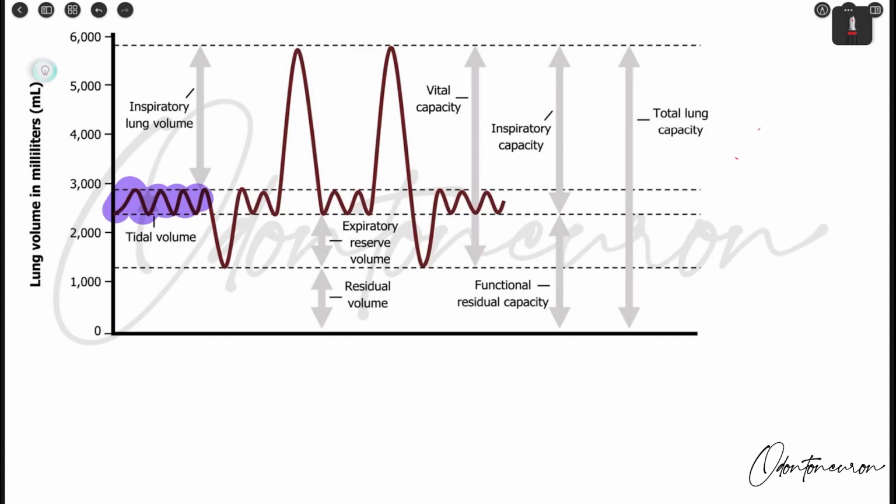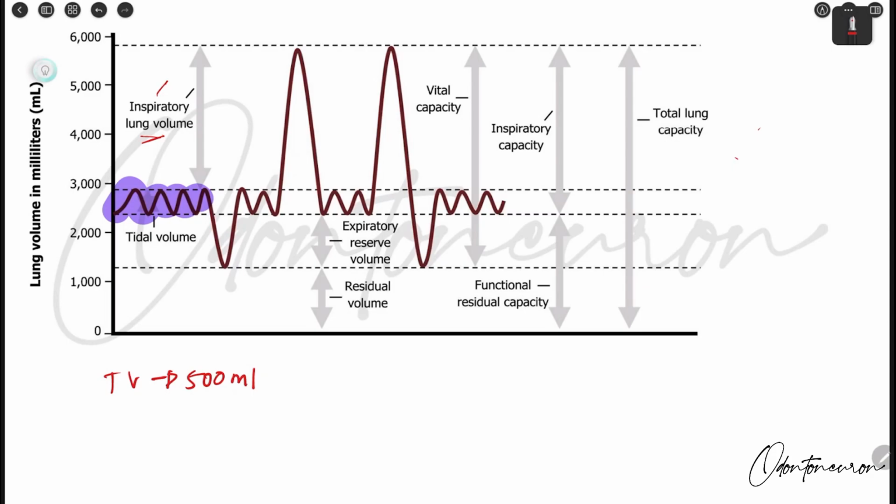How much is your tidal volume? Your tidal volume is around 500 ml. Clear? Now, what is your inspiratory lung volume?